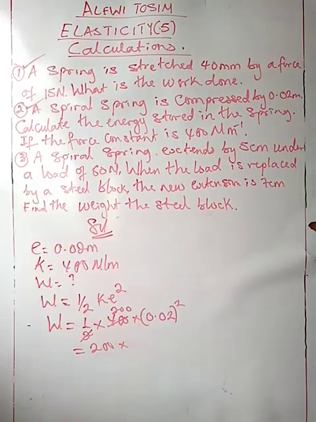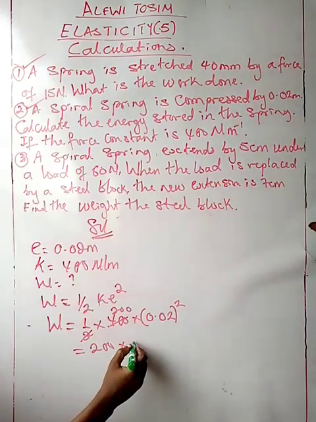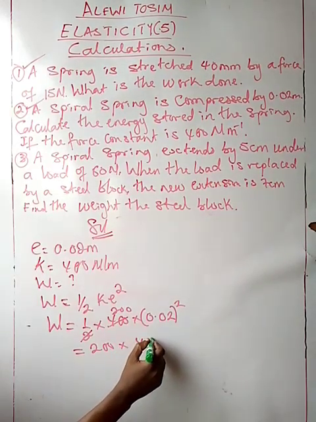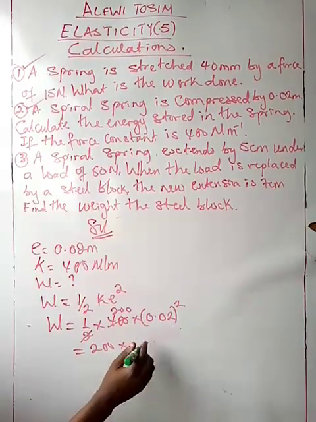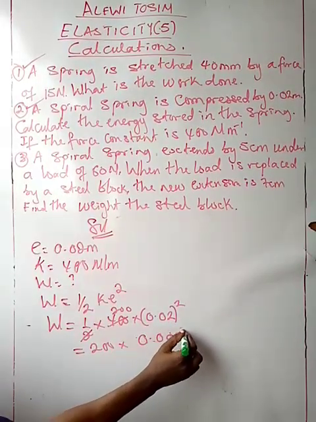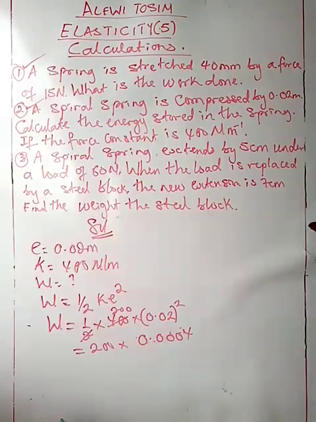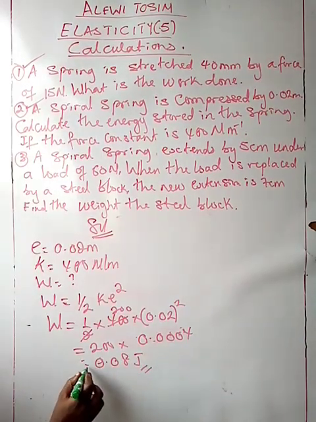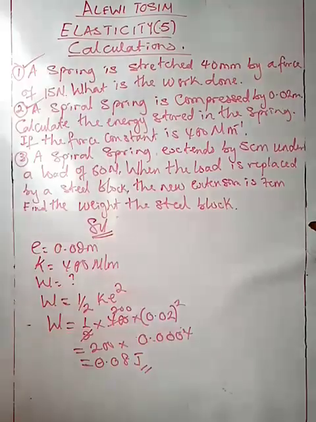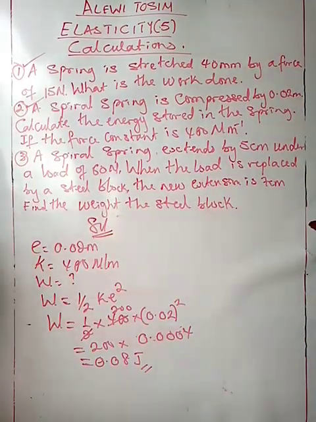Now, 0.02 squared will be 4 times 10 raised to power minus 4, which can better be written as 0.0004, times 200. Times 200 will give us 0.08 joules. That's the elastic energy, 0.08 joules. Final answer for that question. Now let's take the third one.